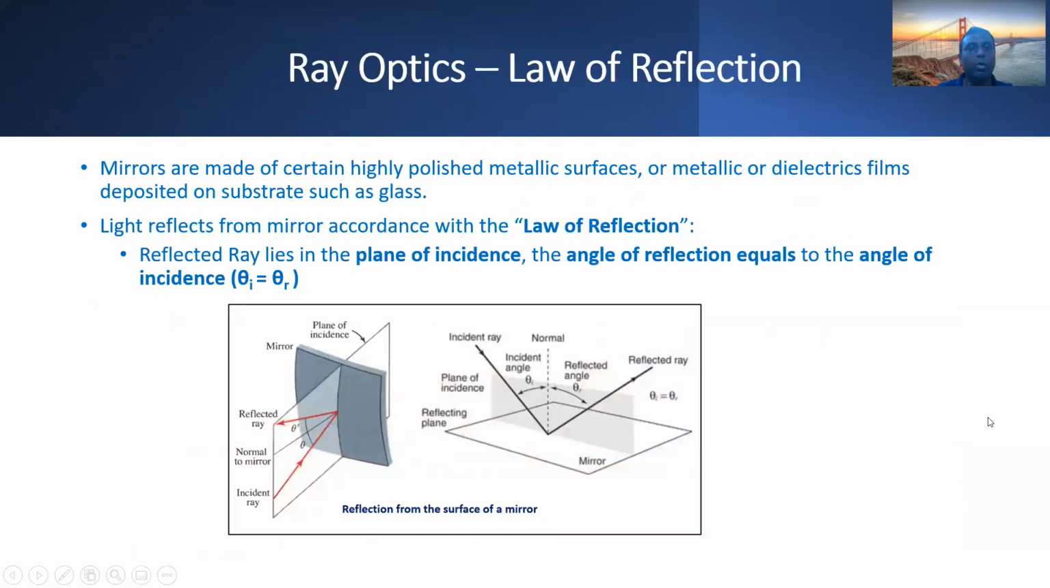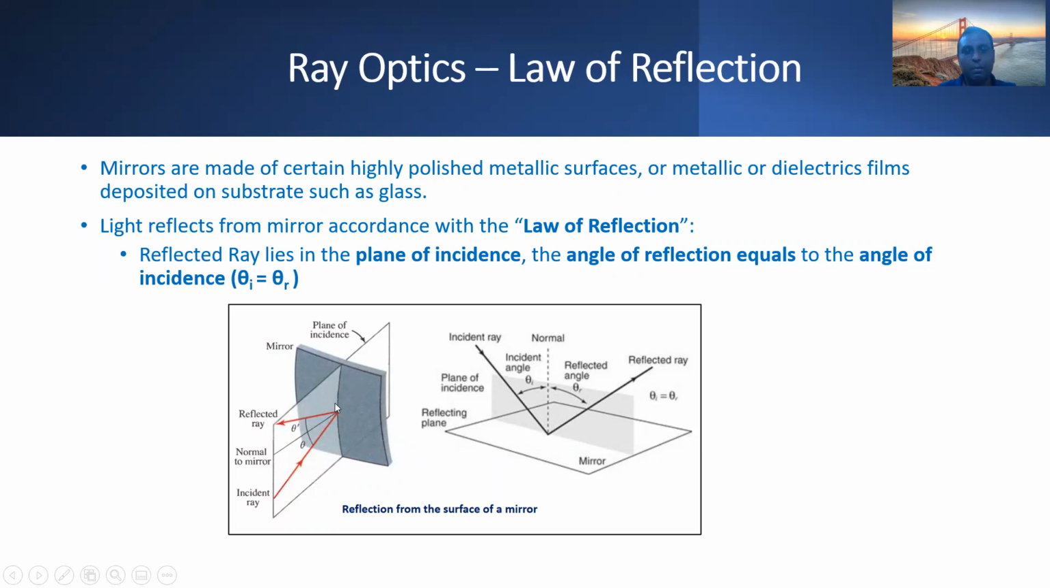All right. Let's look at the law of reflection. Mirrors are made of certain highly polished metallic surfaces or metallic or dielectric films deposited on substrates such as glass. The light reflects from a mirror in accordance with the law of reflection. What that means is that the reflected ray lies in the plane of incidence, and the angle of reflection equals the angle of incidence: theta_i equals theta_r.